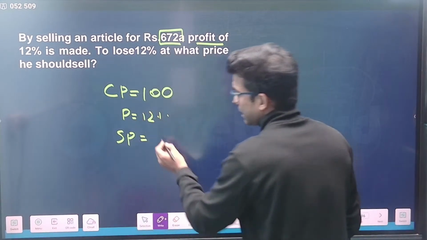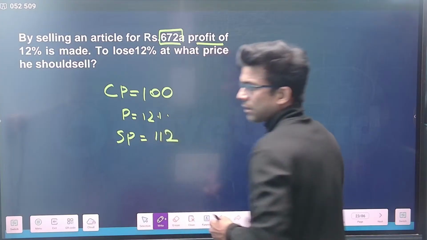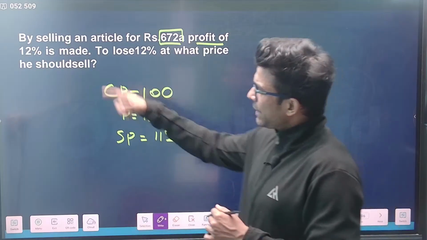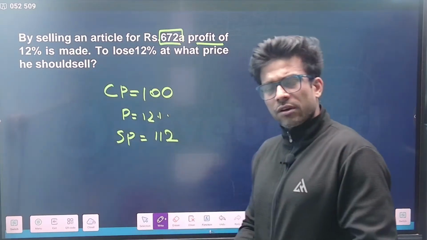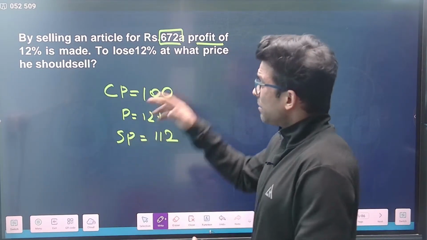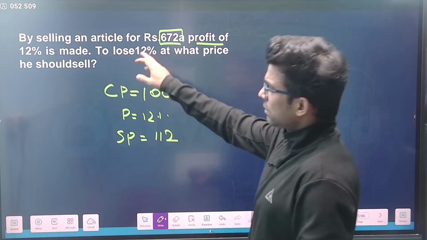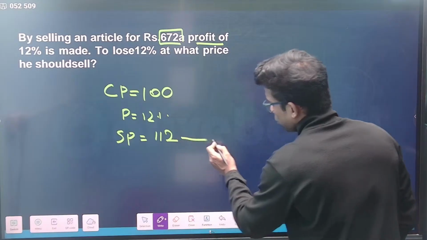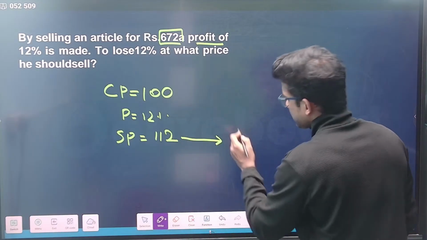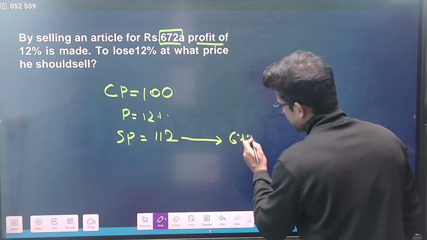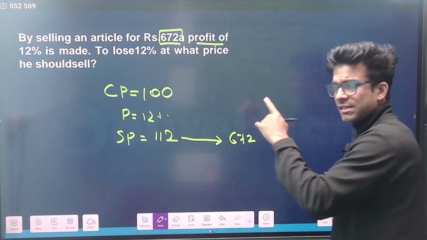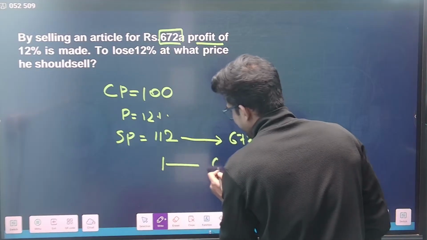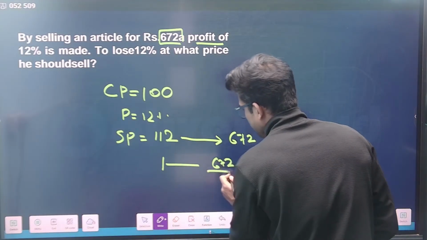Then you would say the selling price would be 112, correct? In terms of your understanding with respect to the profit percentage, your selling price would be 112. But according to the question, the article is sold at rupees 672. So can I say this 112 resembles 672? Yes. So what does 1 resemble? 1 will be 672 divided by 112.